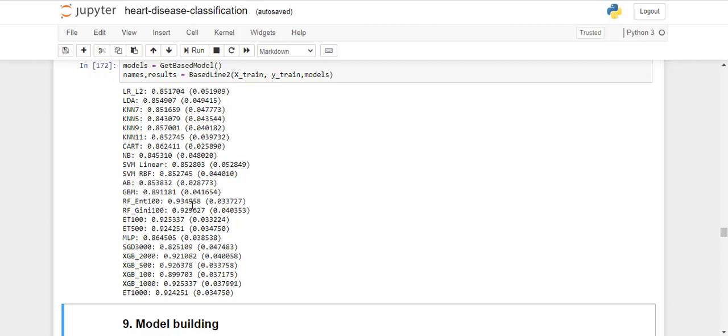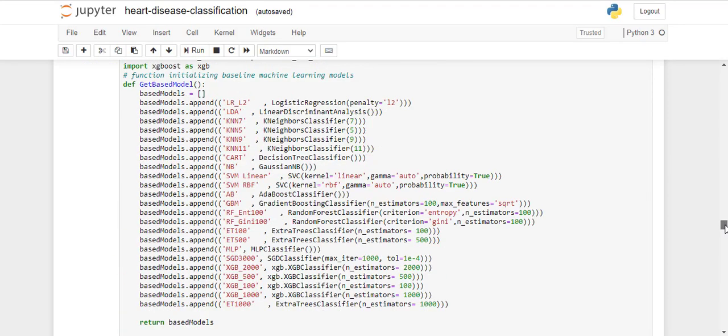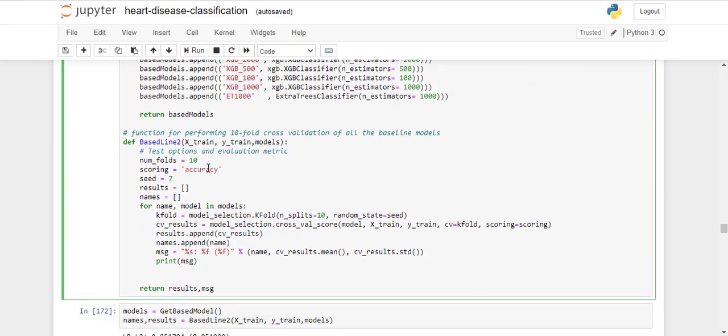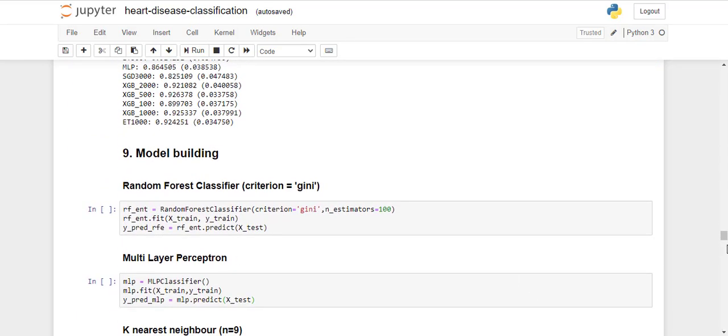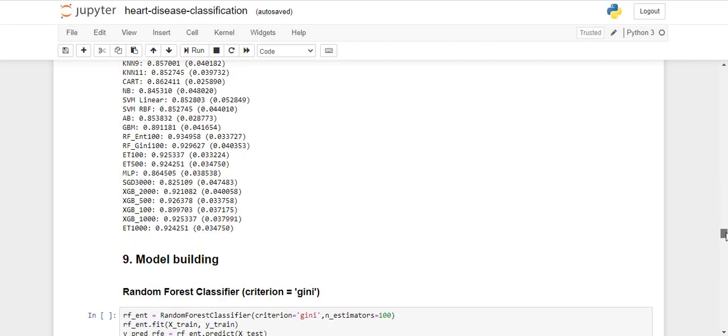Okay, so let's see the code. Basically, what we have done is declare one base model list and append all the baseline machine learning algorithms to it. Later on, we run a loop, and one by one we call the models, evaluate them based on cross validation score, append their results, and print the results. That's it. Next comes the model building part. Since entropy performed well, here we will be using entropy.